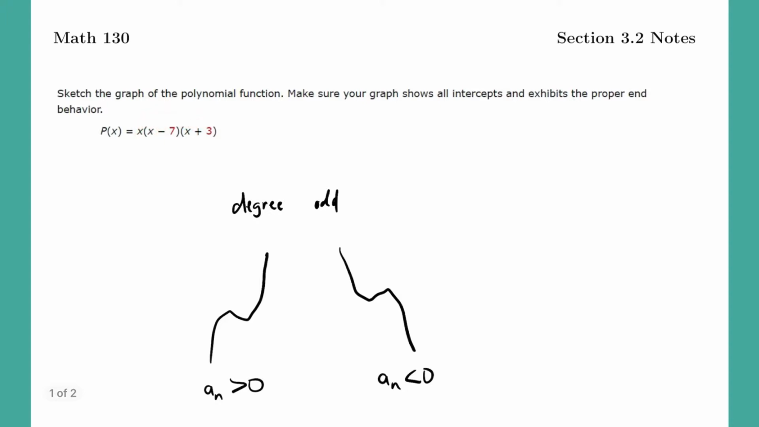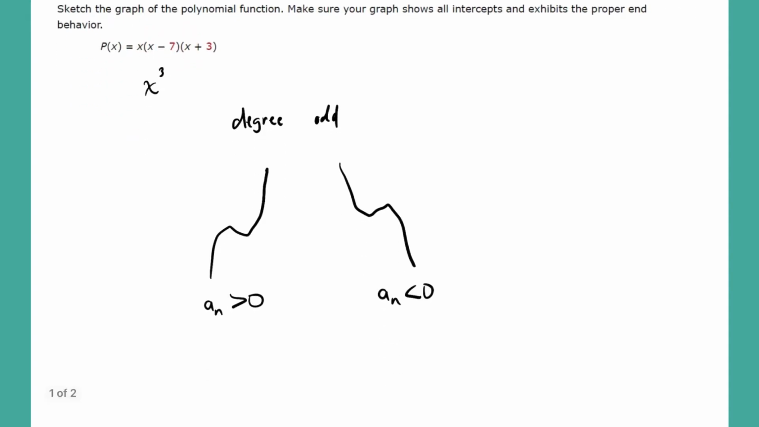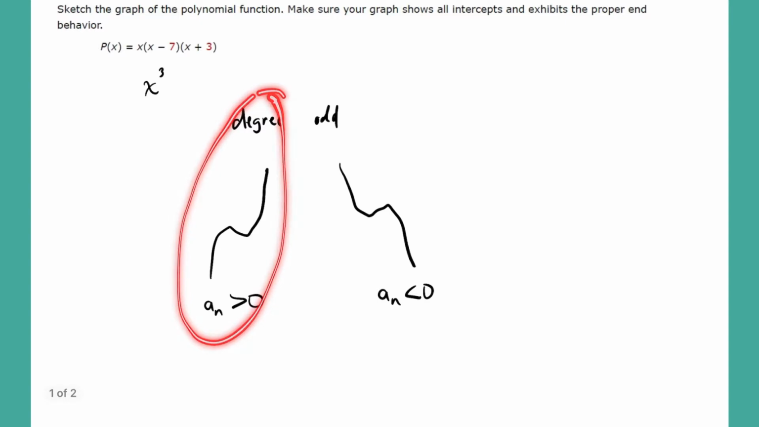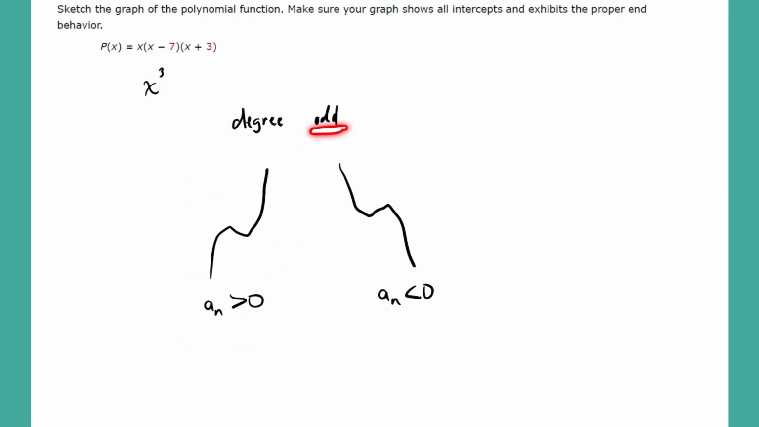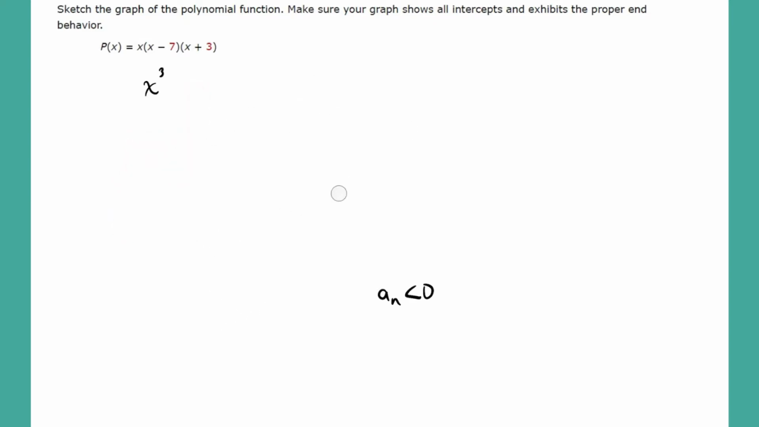All right, so in this case, if you were to expand this out, you're going to get a cubic because x times x times x is x cubed. And they're all positive. That's positive, positive, positive. Therefore, we're looking at something like this. The degree is 3, which makes it odd. And the leading coefficient is positive. So that means it's going to fall left and rise right.